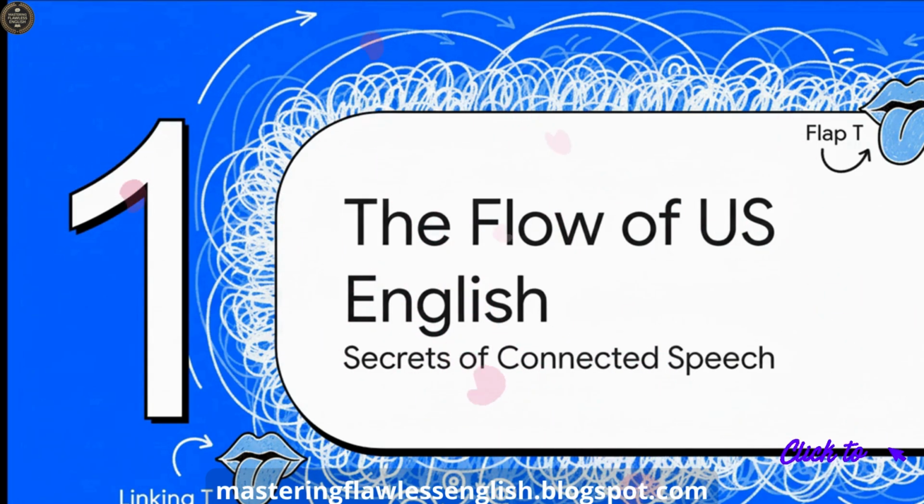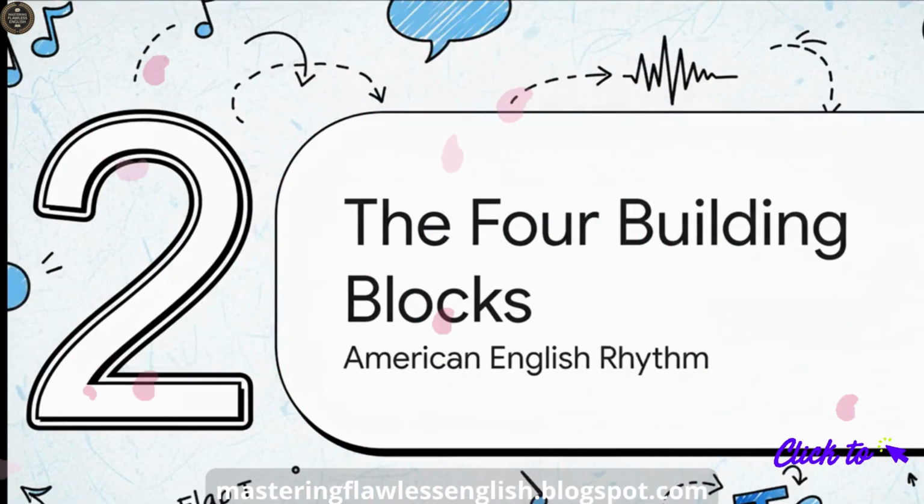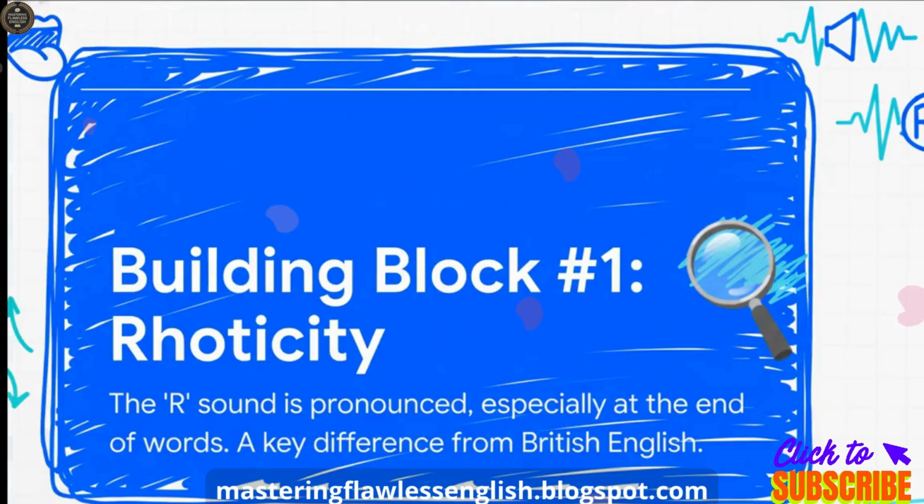Okay, so we're going to focus on 4 core principles that create that signature American rhythm. We've got rhoticity, the flap T, linking, and finally, reductions. Let's tackle them one by one. First up is rhoticity. Now, I know that sounds technical, but it's just a fancy way of saying that in most American accents, the R sound is always pronounced. It's a hard, strong sound, especially at the end of a word, and it's one of the clearest differences from, say, a standard British accent.